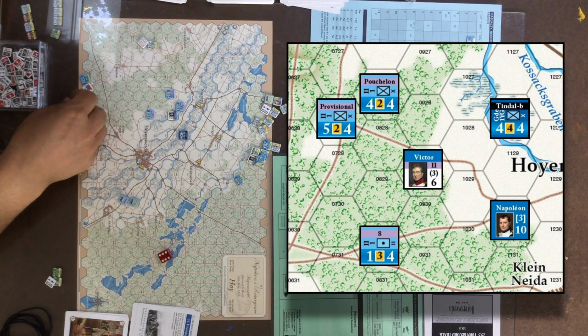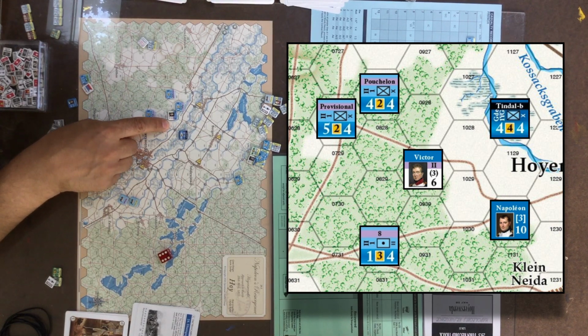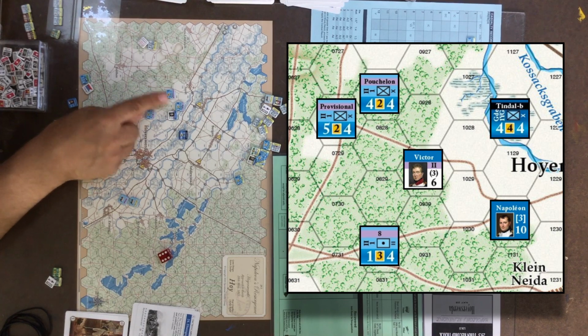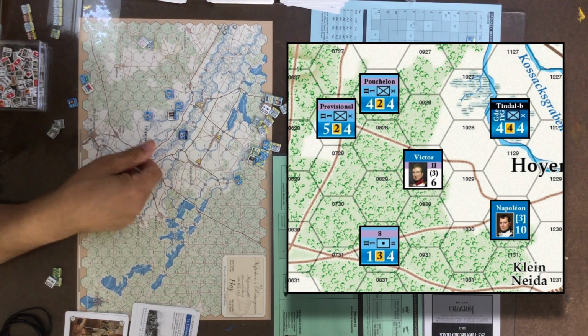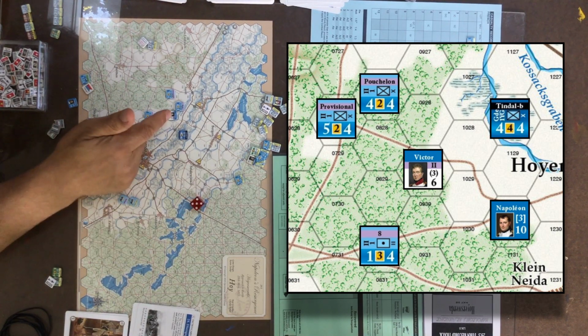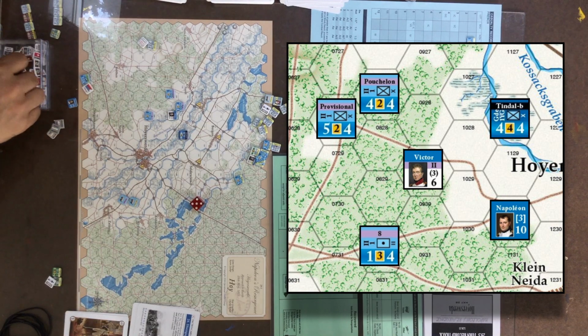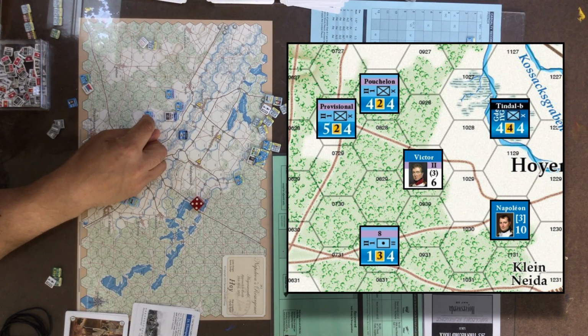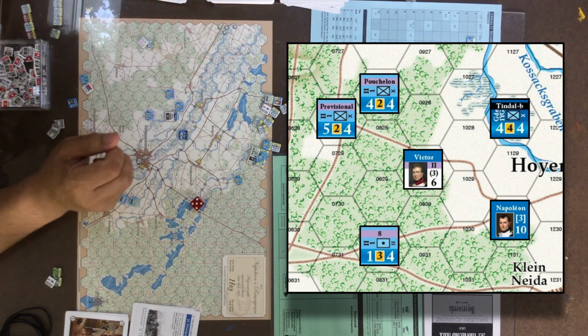Napoleon's not here. Victor can't put Tyndall in command, and has to roll to put these guys in command. So he would have to roll against his 3. A 5, he would have failed. So he would be out of command. And in addition, anybody within his command span is also out of command. So these guys are all out of command also.